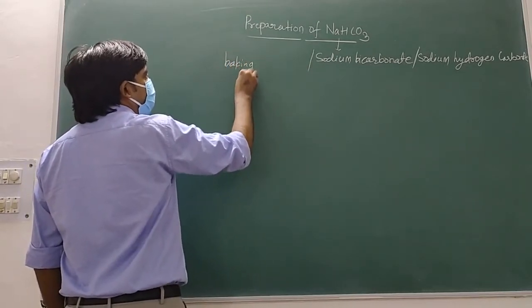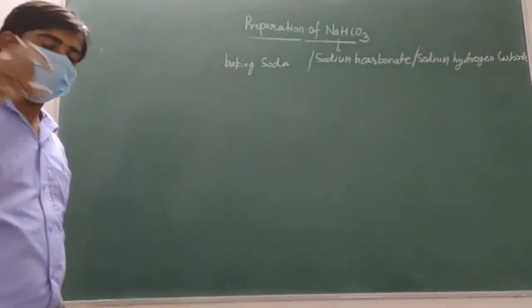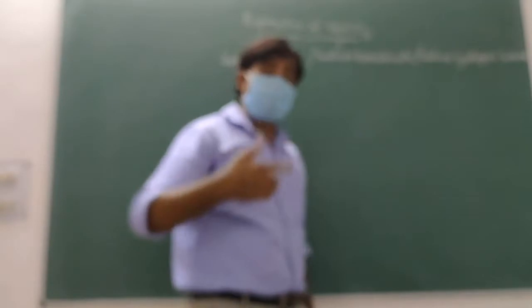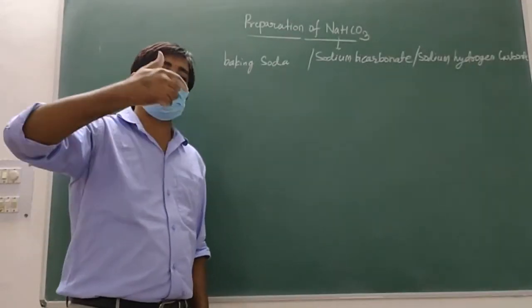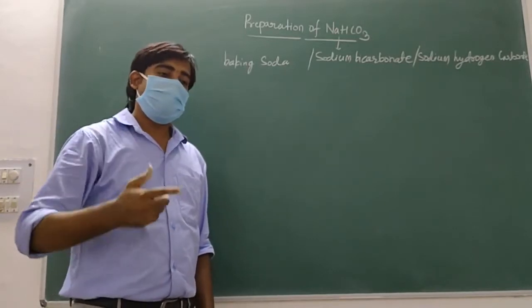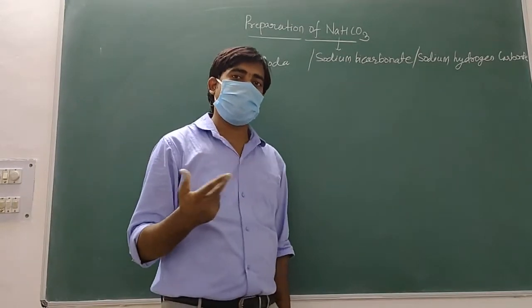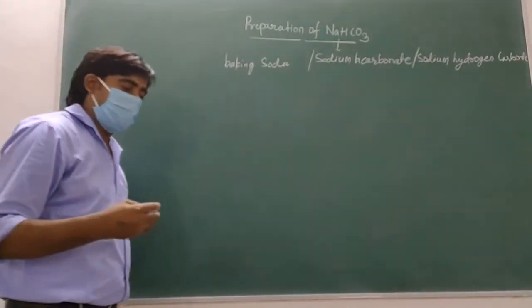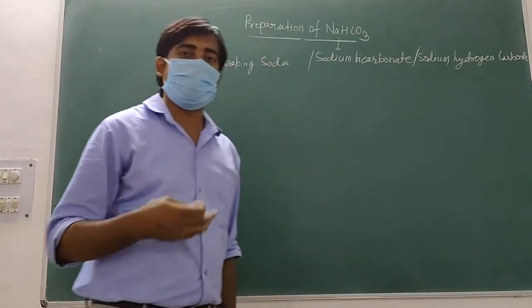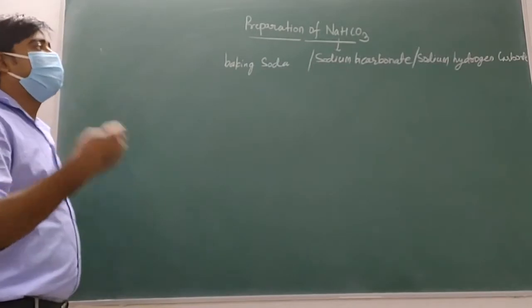Why is it known as baking soda? Because on heating, it decomposes and releases carbon dioxide gas bubbles when treated with pastry and cakes, and then it creates some holes and gives a fluffy surface. So that's why it is also known as baking soda. Now, first of all, we will study the synthesis of baking soda or sodium bicarbonate.